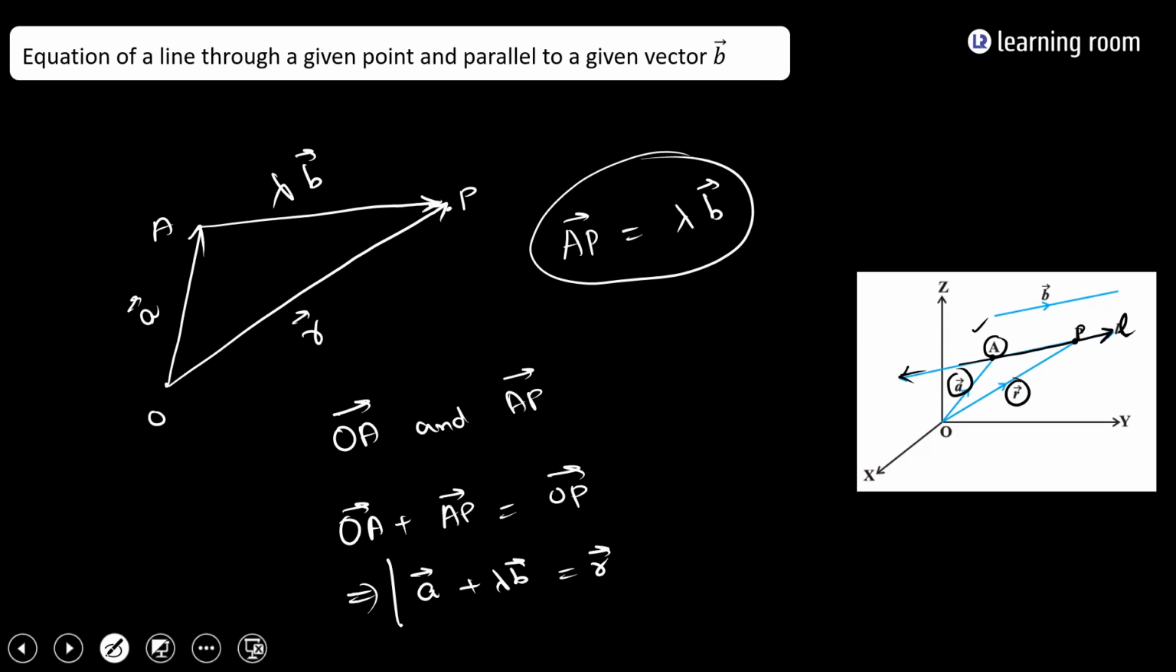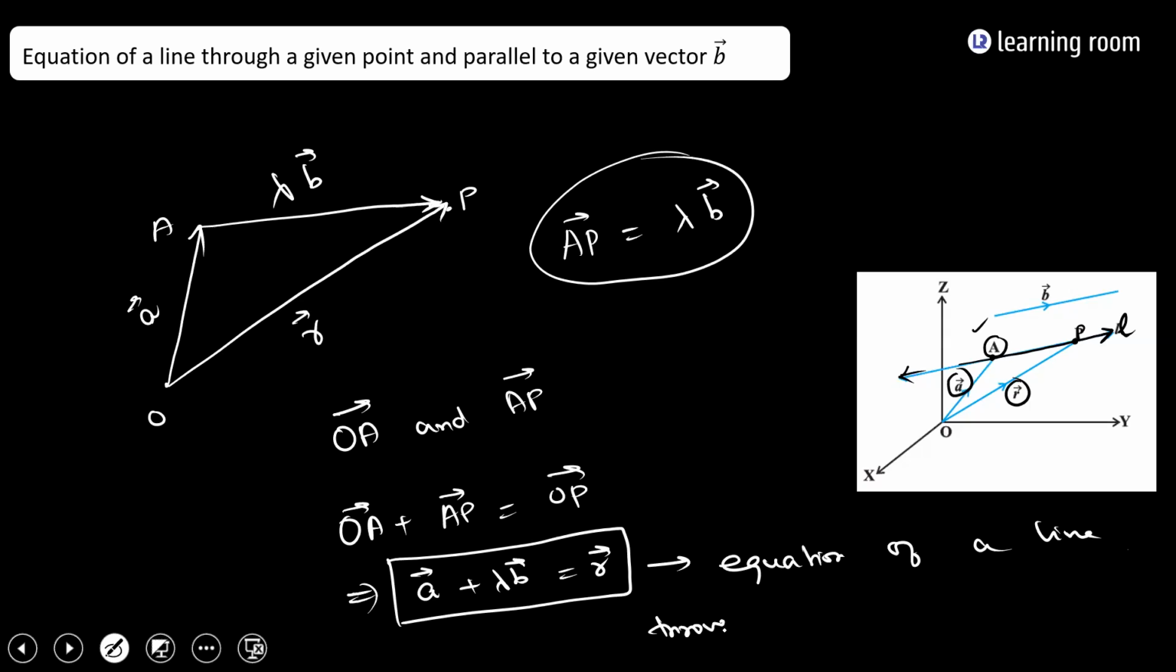is going to be equal to R vector, and this is going to be the equation of a line through a given point and the vector B bar parallel to it. So I hope this is clear. Is there anyone who's not clear with this?